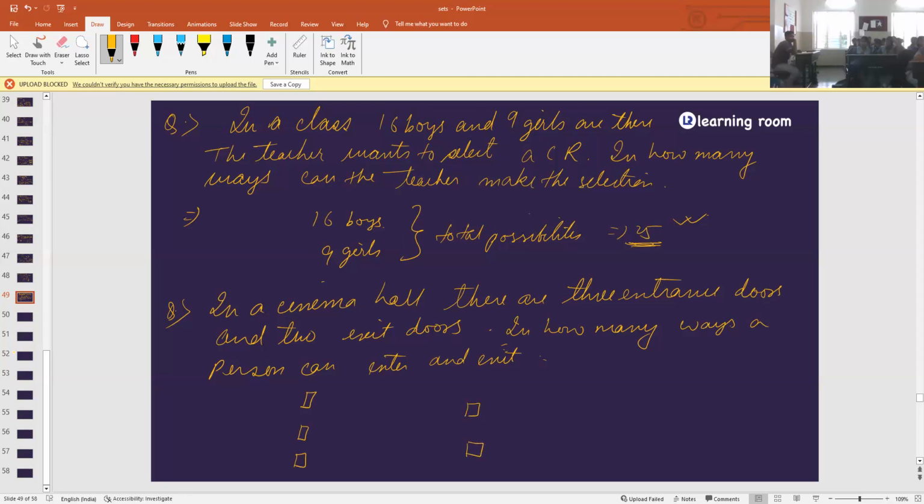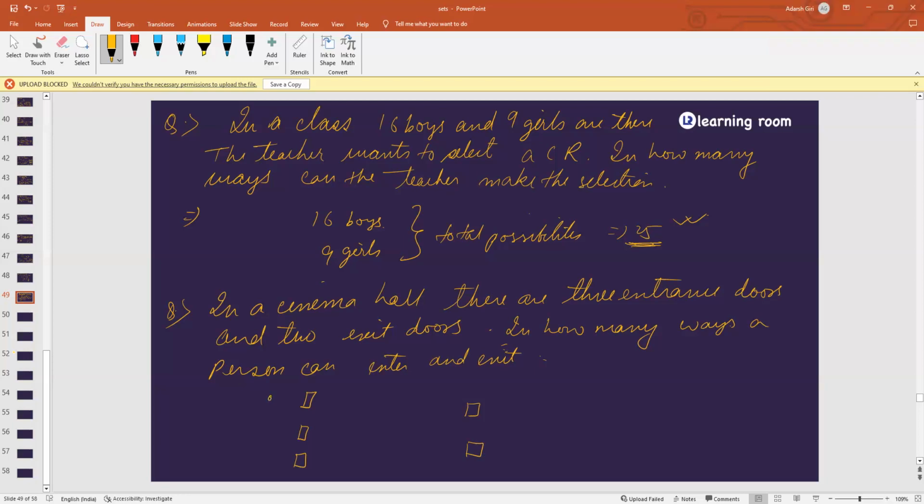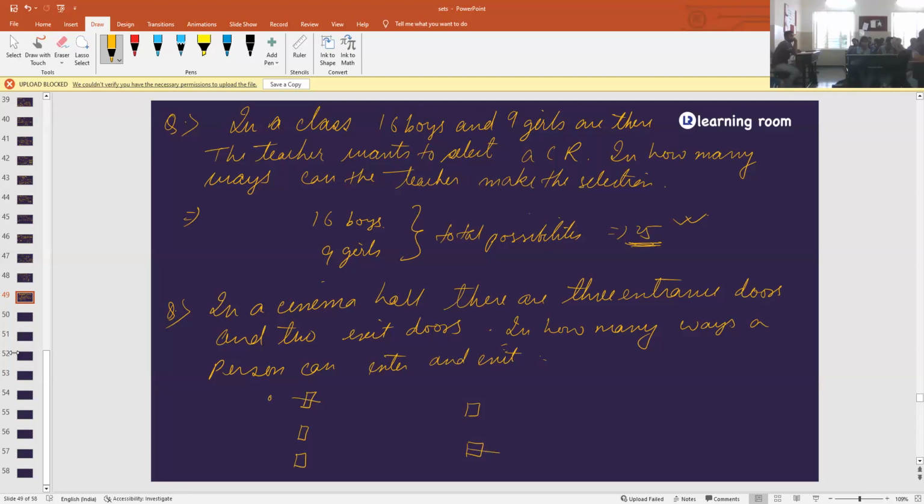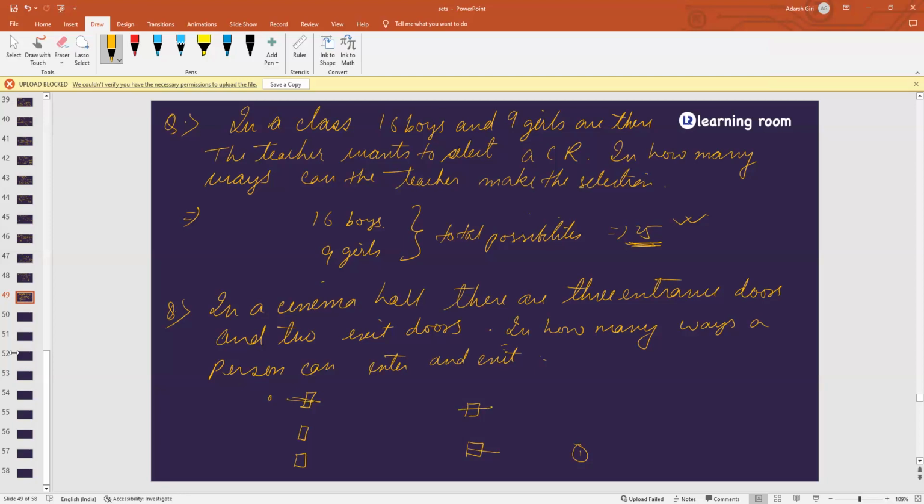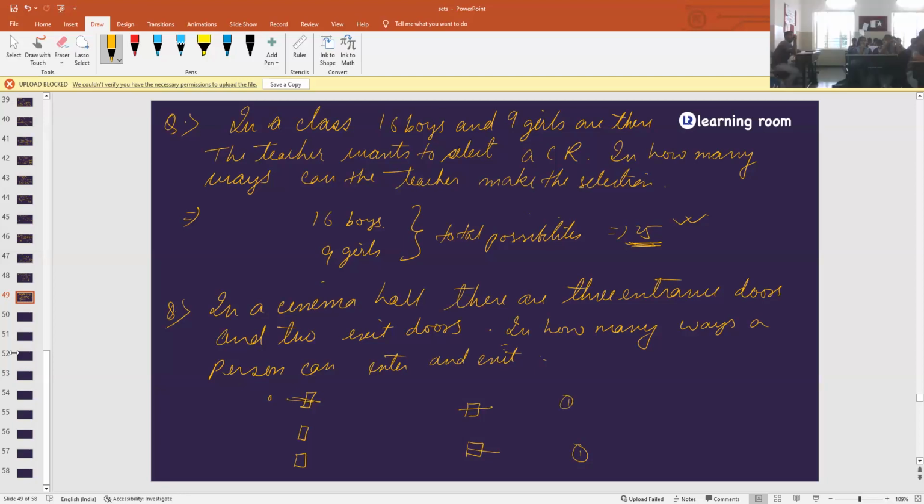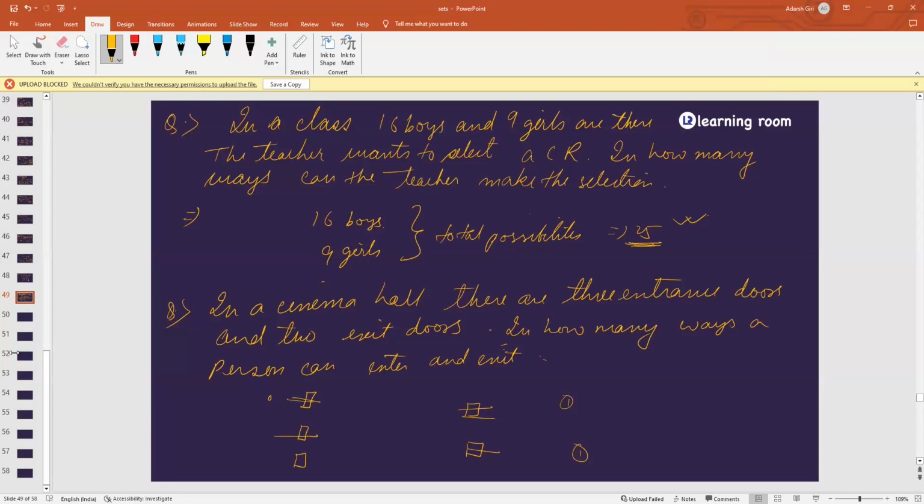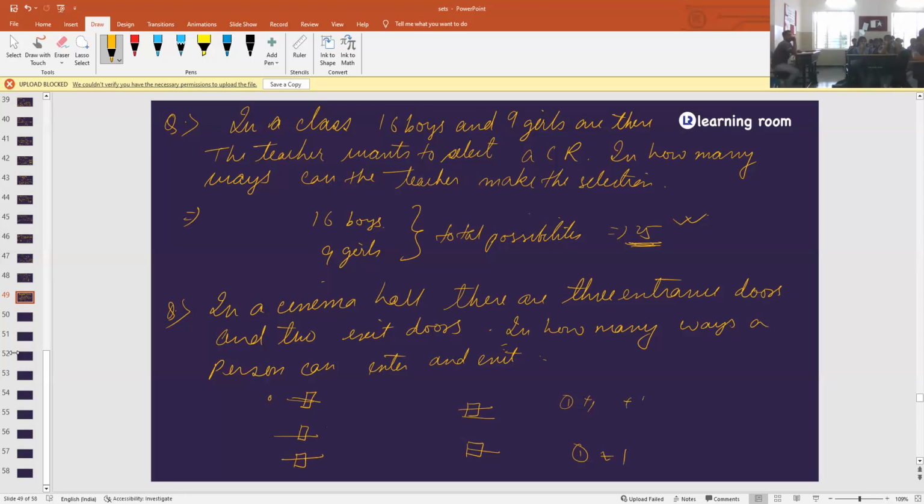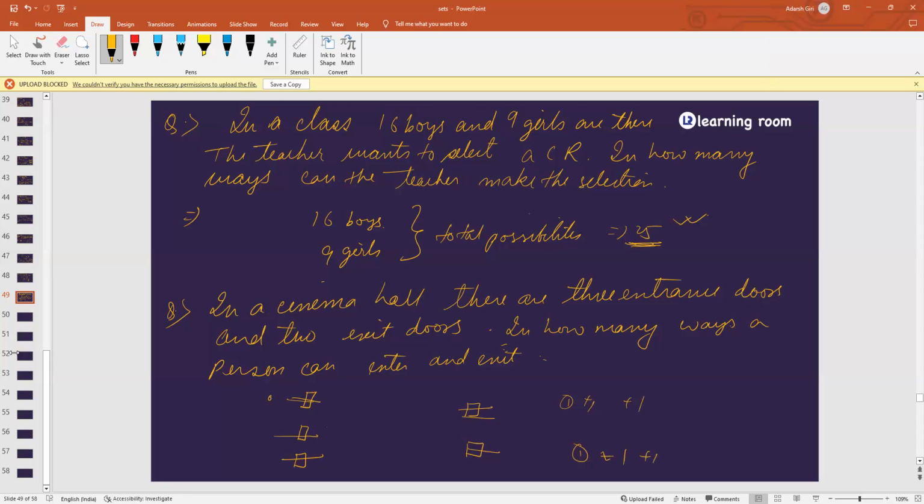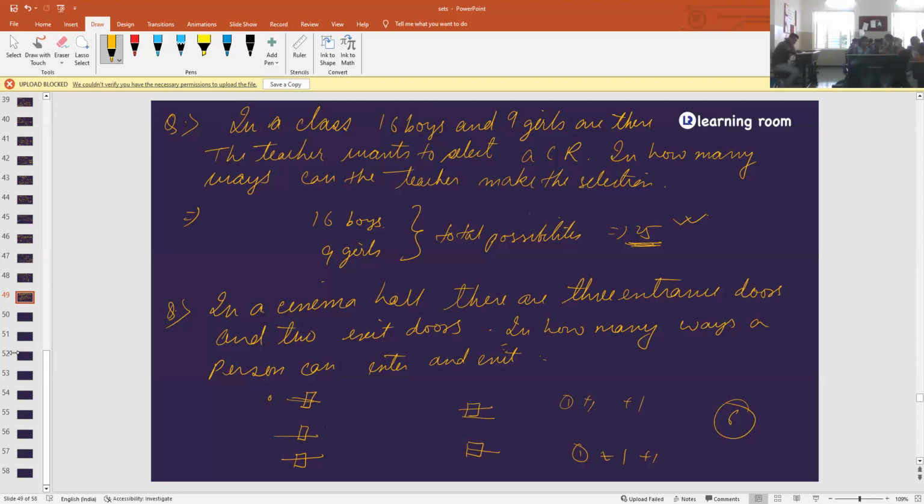We have a person, and we are finding the possibilities that he can take a particular path. For example, he enters with door one and leaves with door two, that is one possibility. He enters with door one, leaves with door one, one possibility. Enters with door two, leaves with door one, one possibility. Enters with door two, leaves with door two, one possibility. Then for the third one also, one possibility and one possibility. So how many possibilities are there? Basically, six possibilities. Are you getting my point?